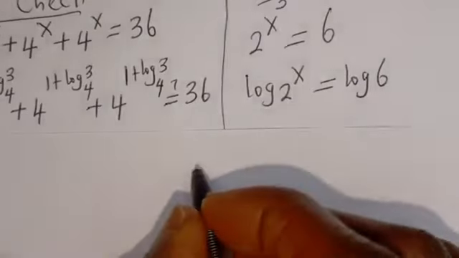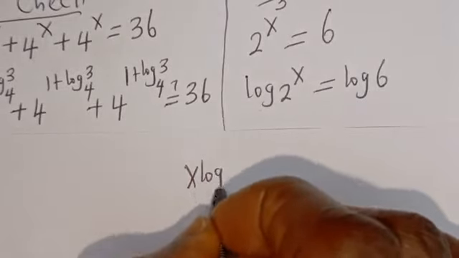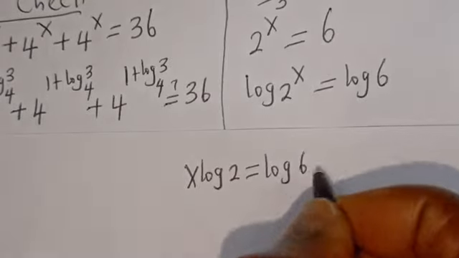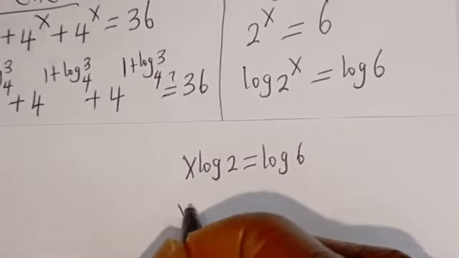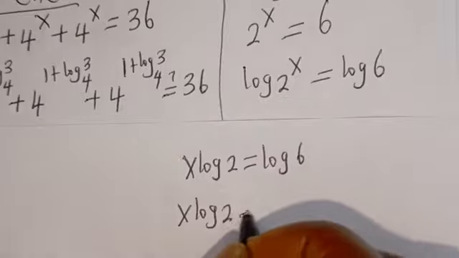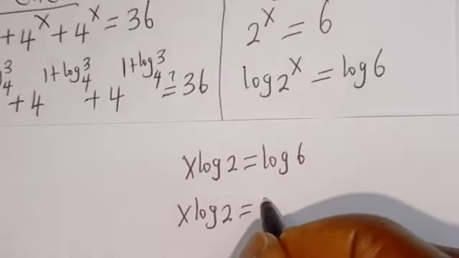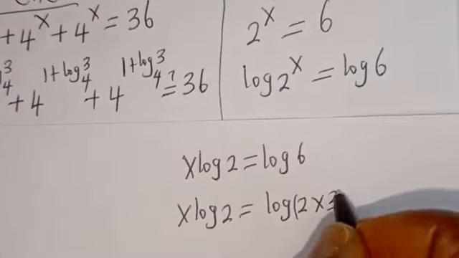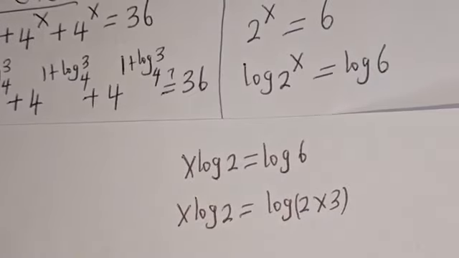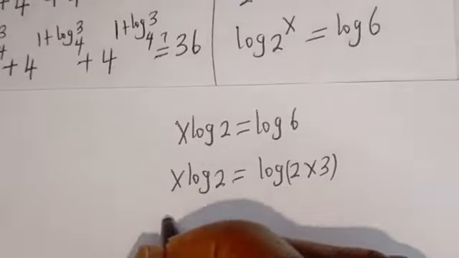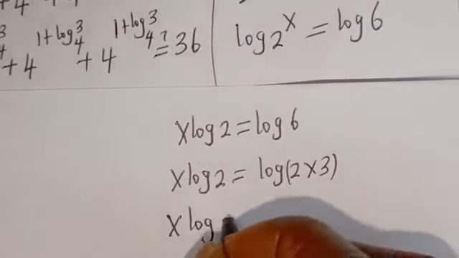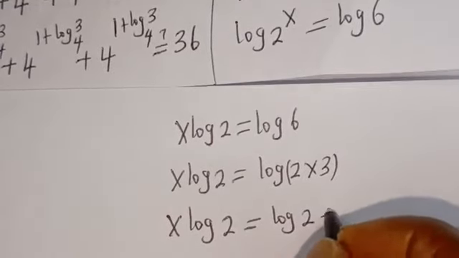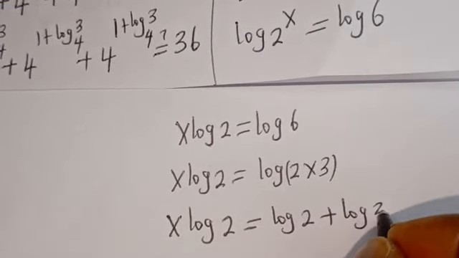Then here we have s log 2 is equal to log 6. Then we have s log 2 is equal to log 6, which can be written as log 2 multiplied by 3. Then we have s log 2 is equal to, this can be written as log 2 plus log 3.